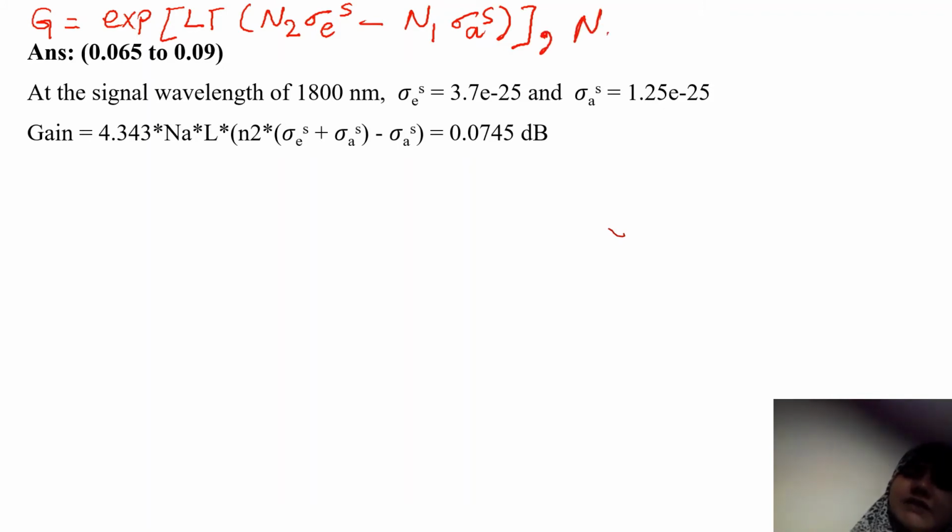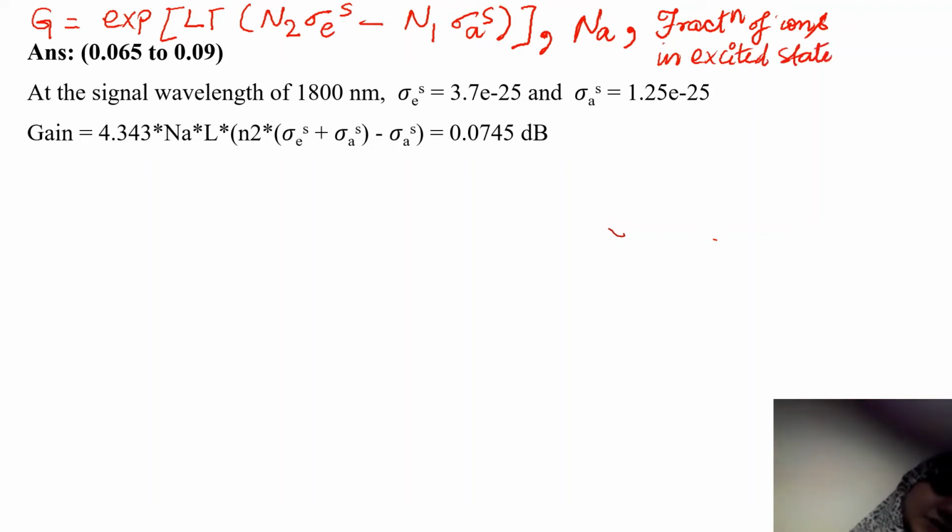We have been given information about the total number of atoms that is used for doping, the concentration of the atoms. And also, we have been given the fraction of ions in the excited state. Okay, so let's say that is small n2. This small n2 is equivalent to capital N2 by Na. That is the concentration of the ions in the excited state, N2 by Na.